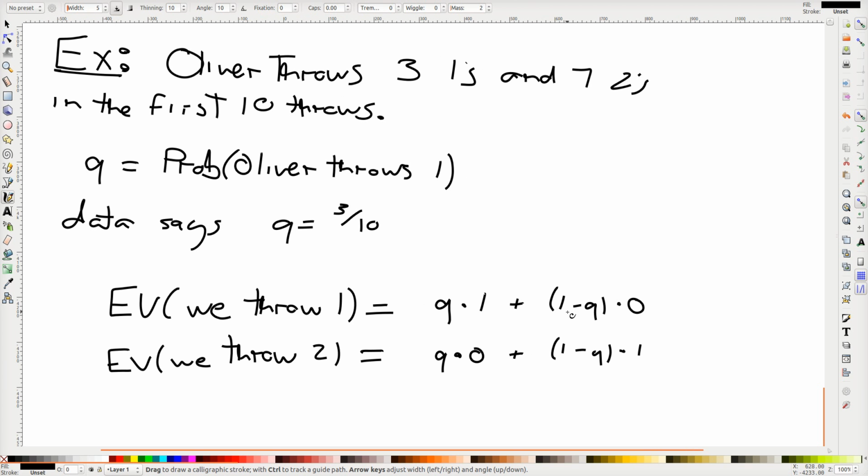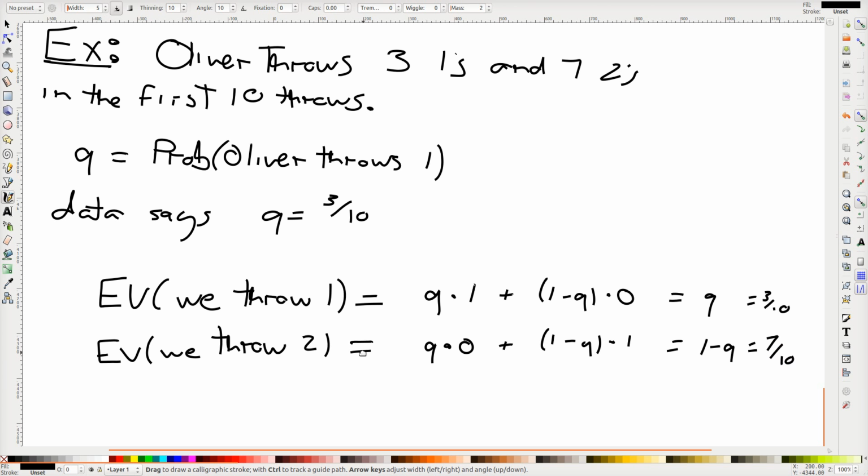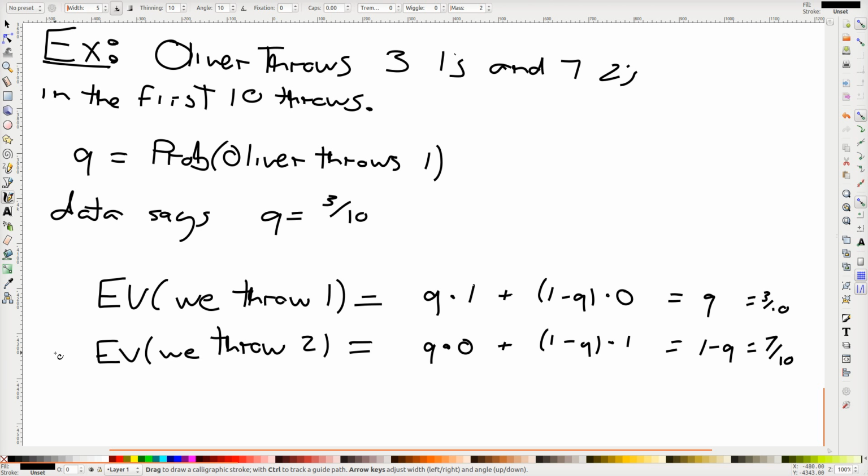So, we can simplify these a little bit. This is just Q, and this is 1 minus Q. So remember, we had that Q was 3/10, so the EV of throwing 1 is 3/10, and the EV of throwing 2 is 7/10. And we want to maximize our EV, so of course we should do the thing that maximizes our EV, and that's this. So we should throw 2.